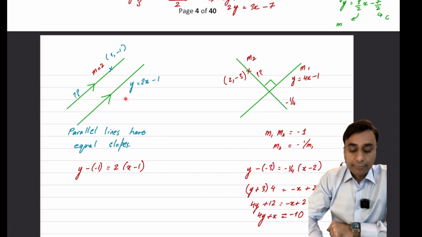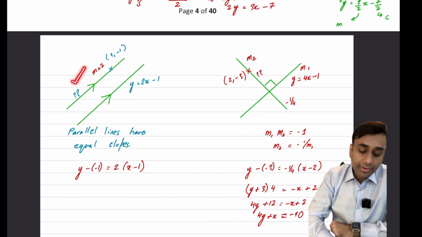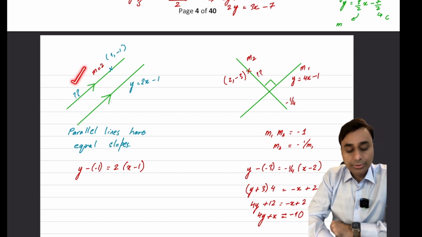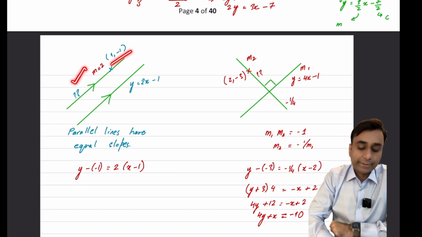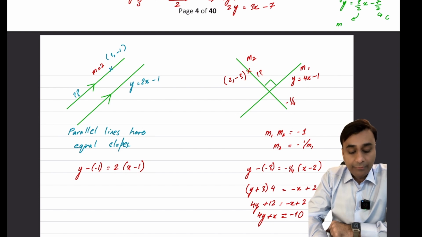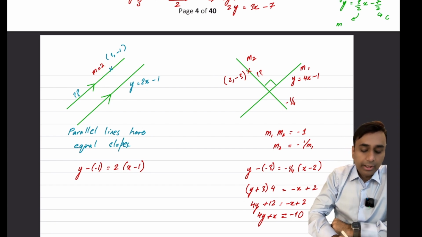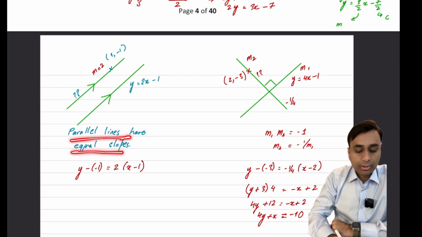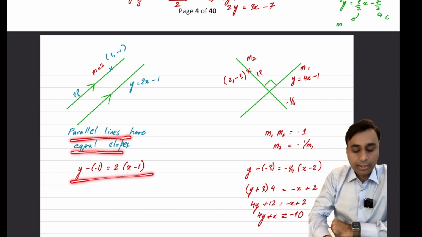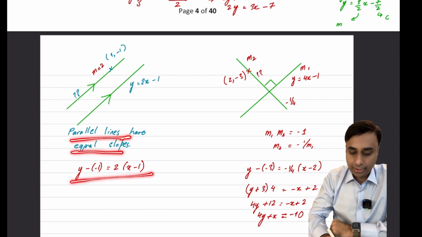For example, I've been given this equation as the equation of one line. I have to find the equation of another line which is parallel to the first line but passing through 1 and minus 1. I can take the gradient of one line and put it as the gradient of the other line. So if I know that this has a gradient 2, I can use that as the gradient of the other line. Then I apply the formula to find the equation of the straight line.